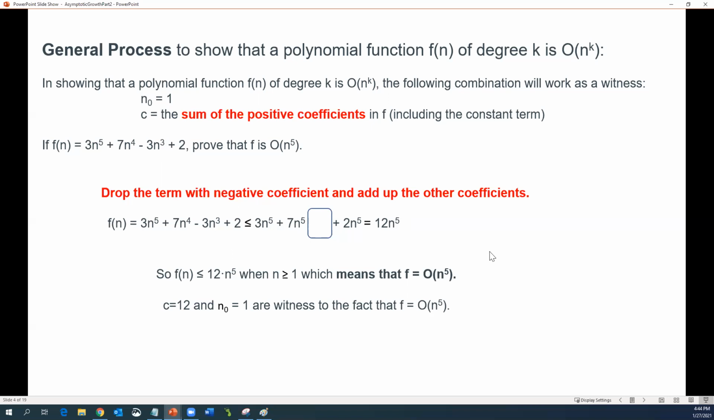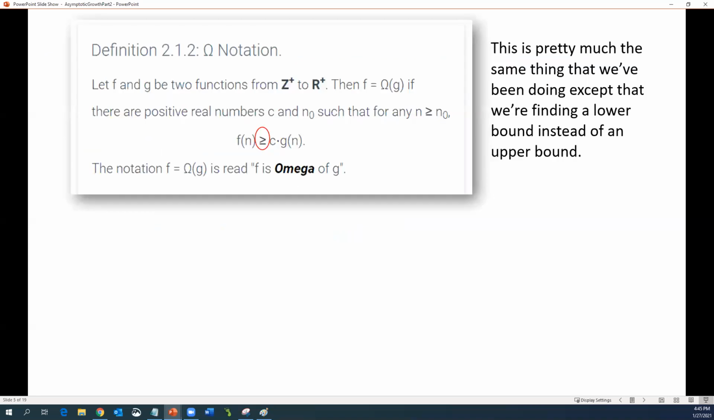Okay. So that was the general process for a polynomial, to show that it's O of n to the whatever the highest degree is. Okay, so now let's go on to omega notation. So it's just the same thing, but we're looking at a lower bound.